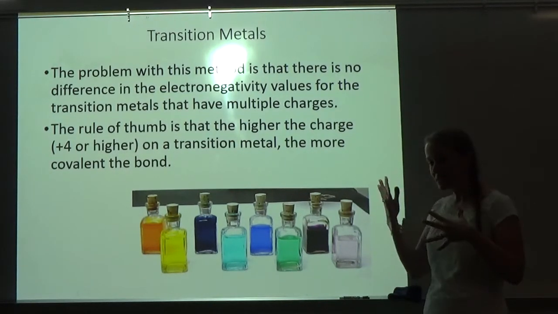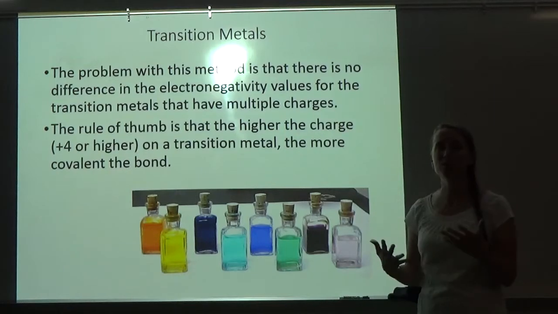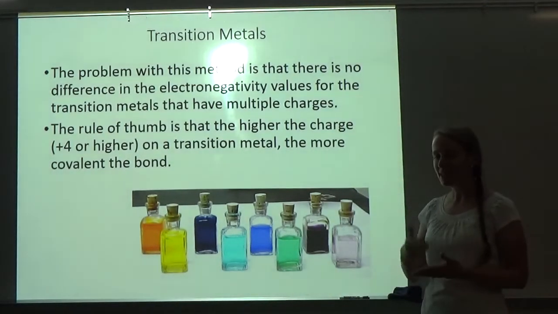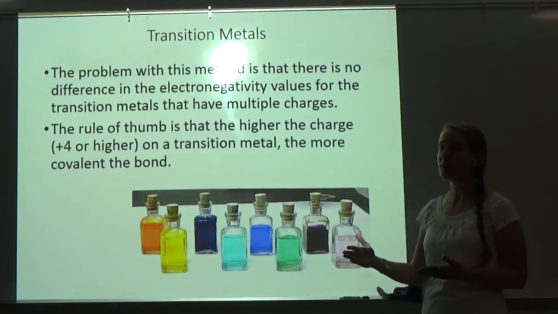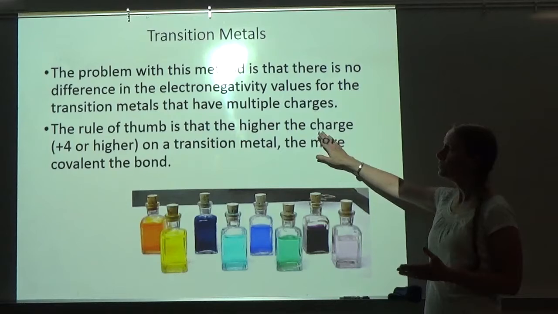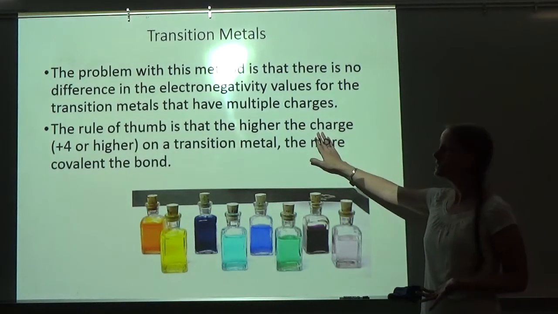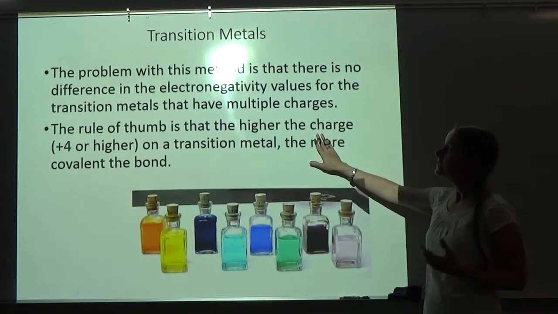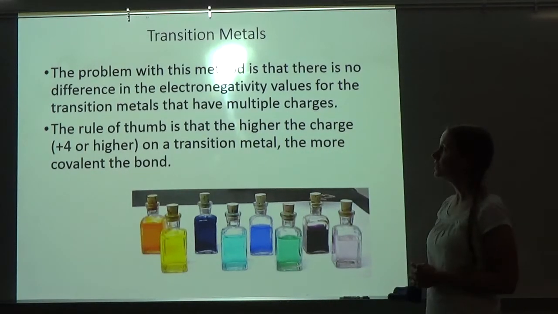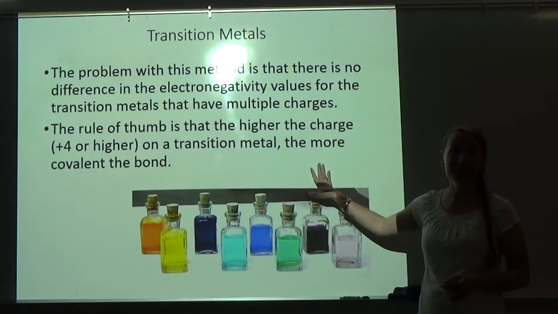See, lots of these systems that we come up with in science is us trying to figure out how science is working. But science is going to do whatever it wants to do, and so we always have exceptions to the rules. So the rule of thumb for transition metals and those type of compounds is that the higher the charge, and usually that means a +4 or higher on a transition metal, the more covalent the bond.